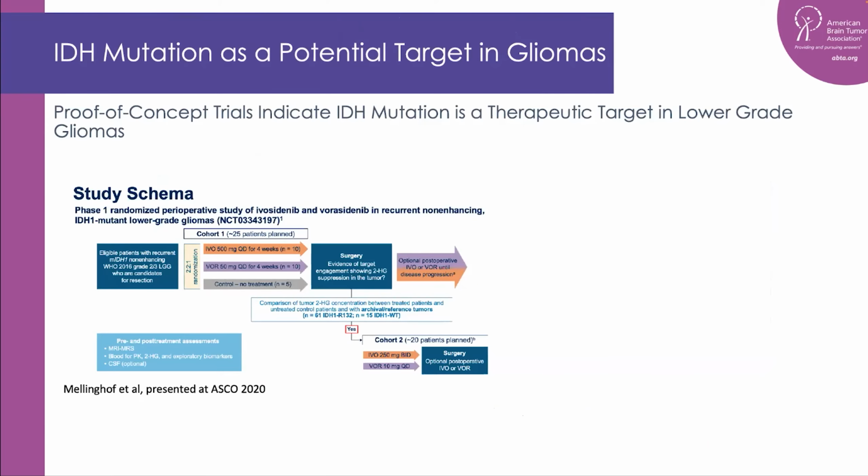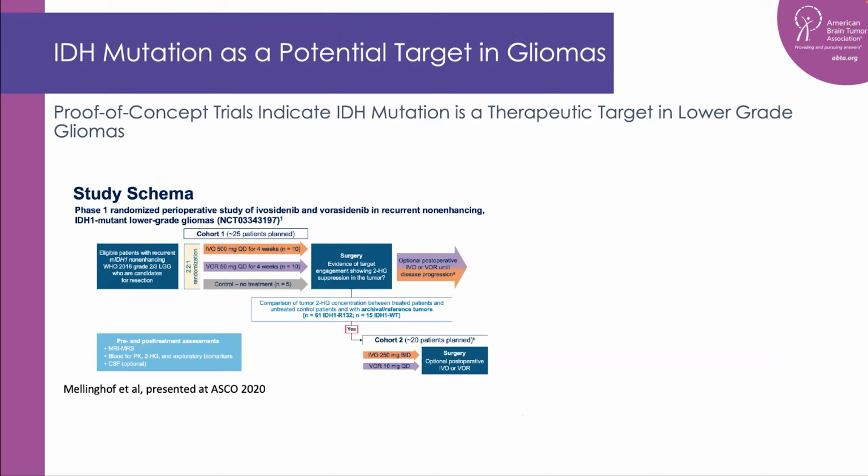So as I mentioned, smart medicinal chemists see a mutation. They see the biology that's resulting from it in the tumor. And so they make drugs that target that. And this is, I would say, an elegant study by Ingo Mellinghoff and others at Sloan Kettering and UCLA, testing two drugs, ivosidenib and vorasidenib, that target the IDH mutation.